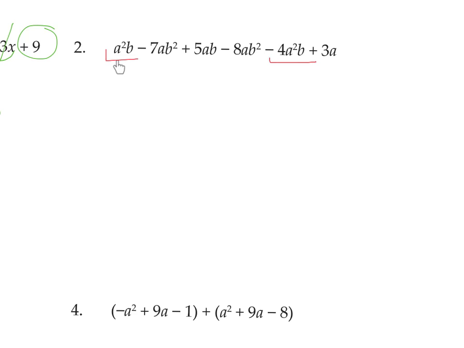This is a 1. This is a negative 4. When I add 1 to negative 4, I get negative 3. The variables and their exponents stay the same, so it's negative 3a squared b. I'm actually going to cross these out this time just to keep myself from being confused.